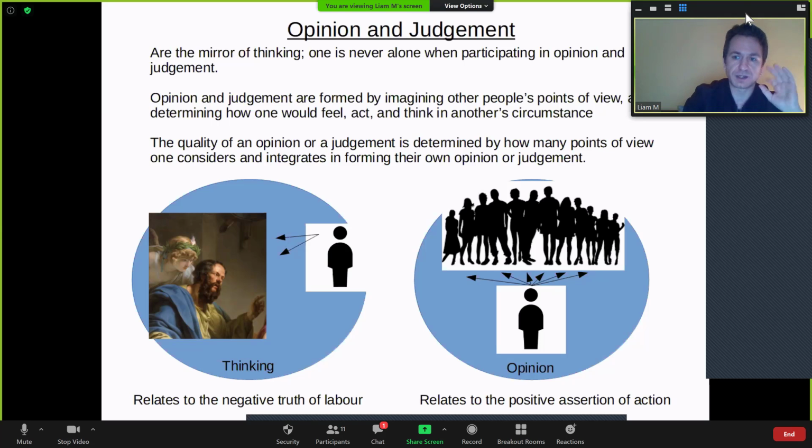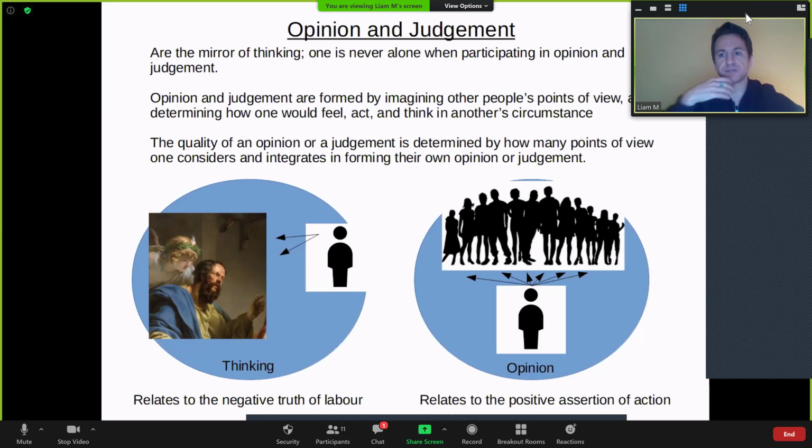And so the idea that everyone's opinion is equal is, in Arendt's view, totally erroneous. We have misunderstood what opinion actually is. She says there are different qualities of opinion, and the quality of an opinion or a judgment, because they're more or less the same thing, is determined by how many points of view one considers and integrates into forming their own opinion or judgment.